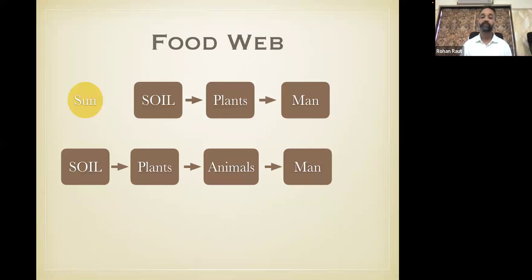Again, thinking on this, we have this food web. We know the food web: the grass is eaten by animals and we eat animals, and plants are eaten by animals and we eat animals. This is one food web specifically for man. There is another food web for vegetarians: whatever the soil is, plants are grown, and the harvest from that particular field is eaten by man.